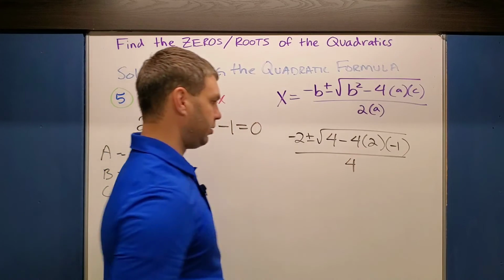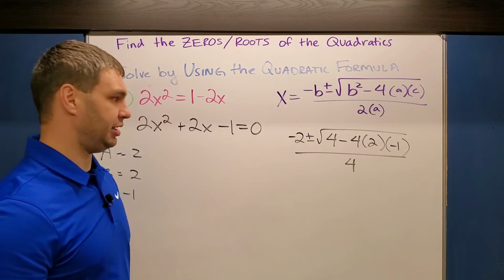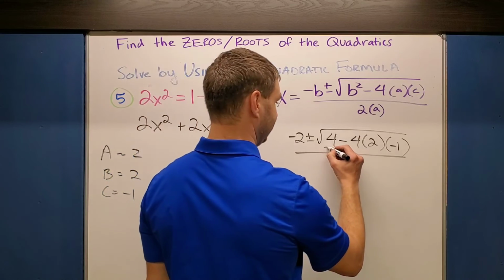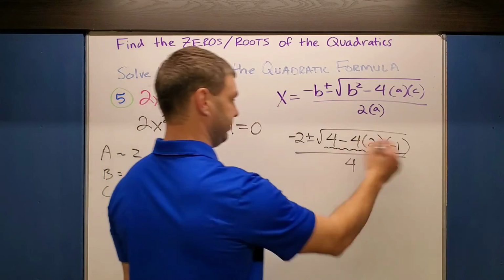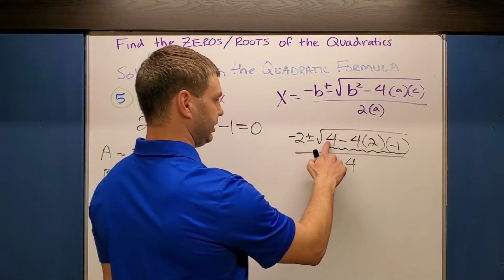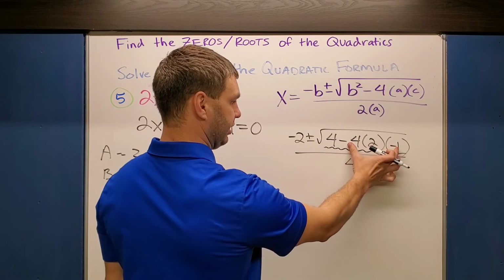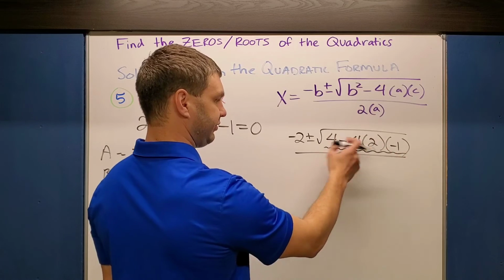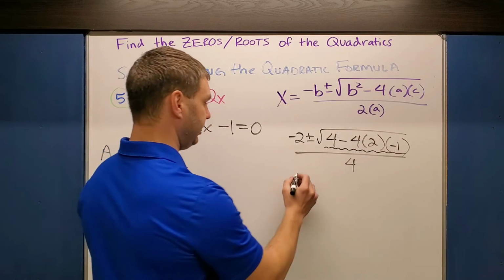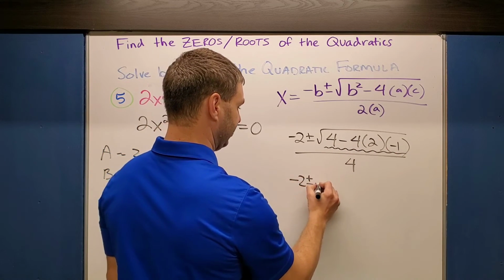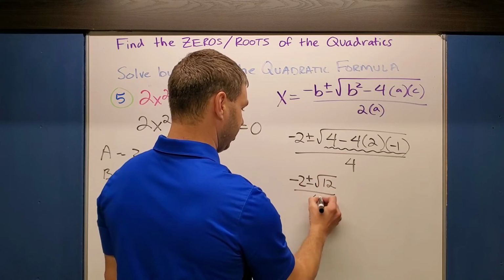Okay, then the part that you need to focus on is actually called the discriminant. This is underneath our square root. And let's see, 4 minus, this is going to be 8, and then a negative 8. So 4 minus a negative 8 is 4 plus 8, which is just 12. So this is negative 2 plus or minus the square root of 12 over 4.